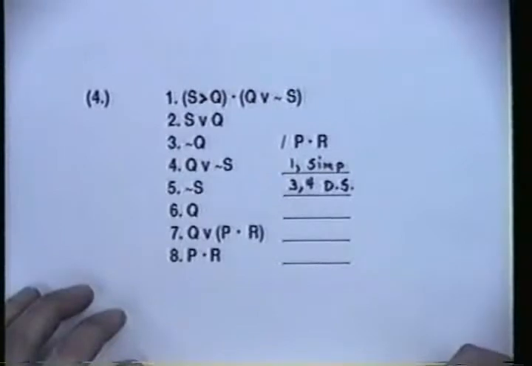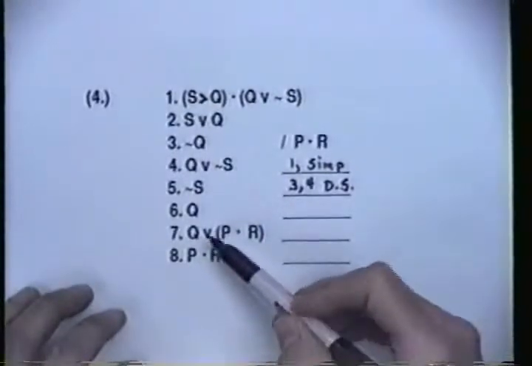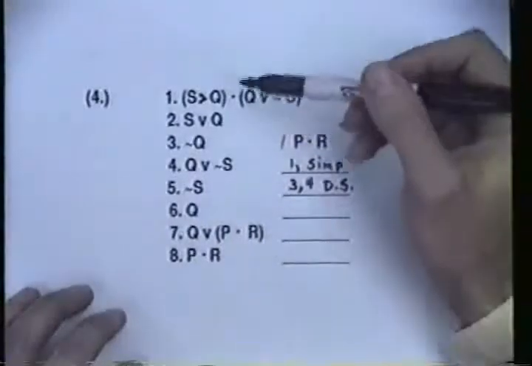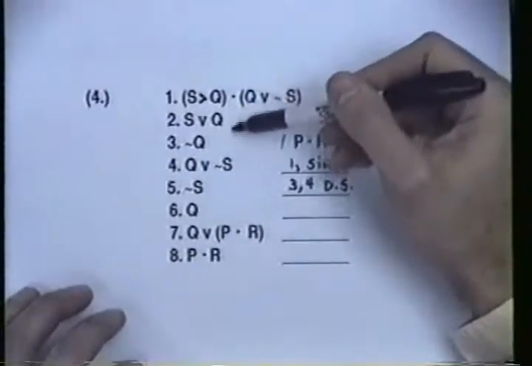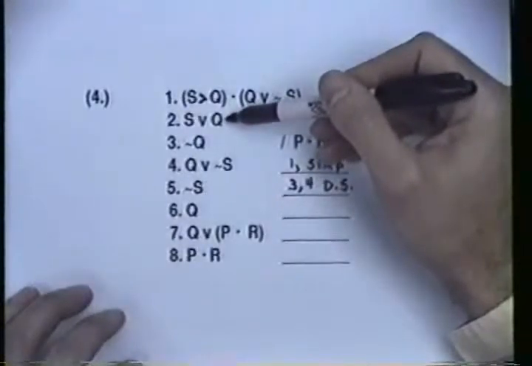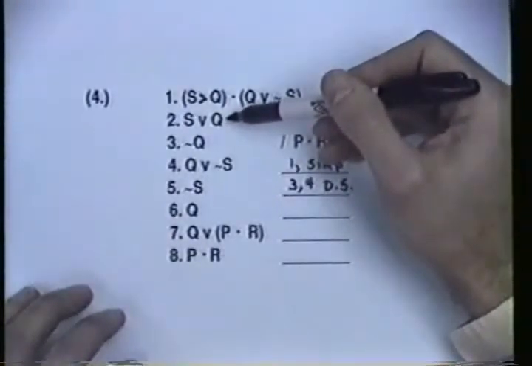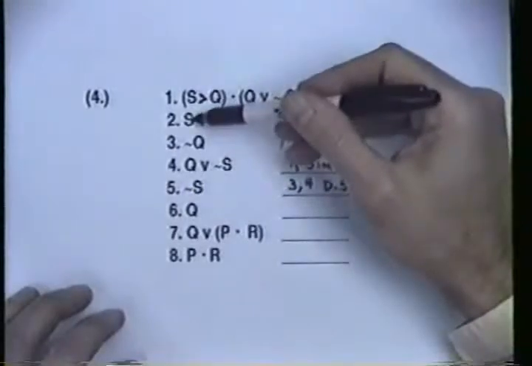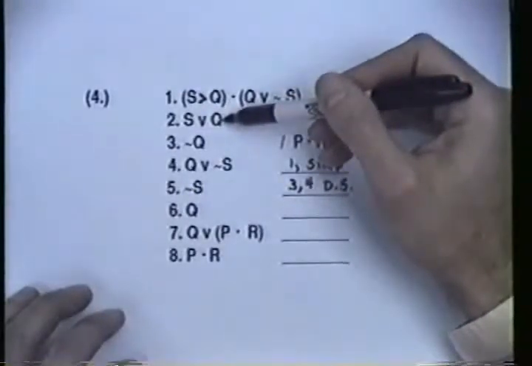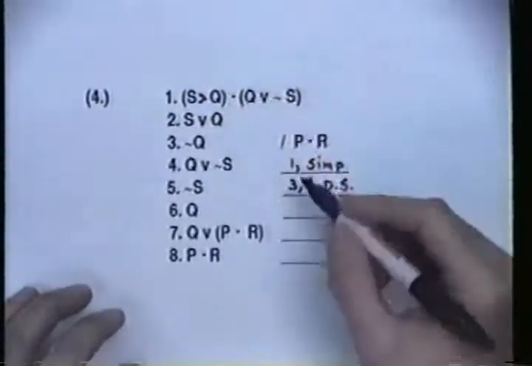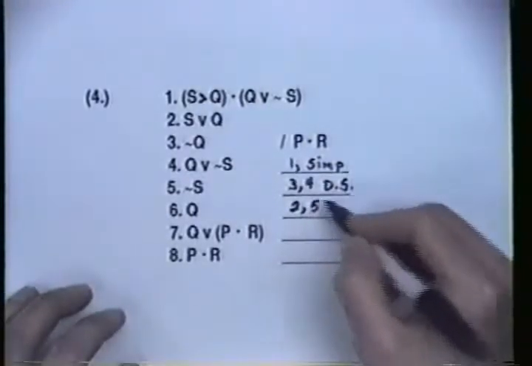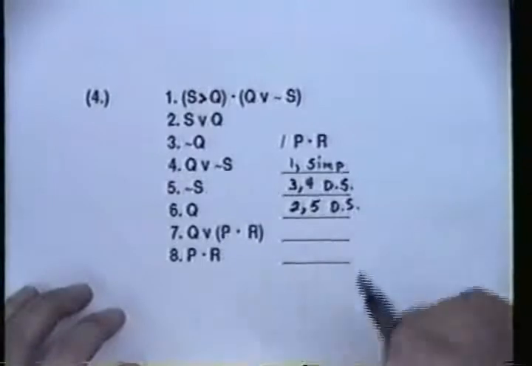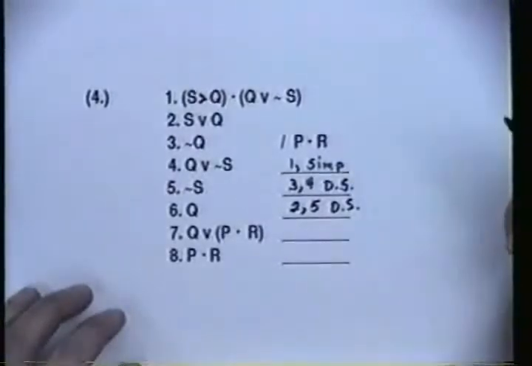Now where do we get the Q? Well, we have not S that we've now derived, and if you look around in the premises, you'll notice that we have this disjunction, S or Q. Not S negates the S, therefore Q can be derived, again by disjunctive syllogism, this time on line 2 and line 5. Same principle as the one we used before.